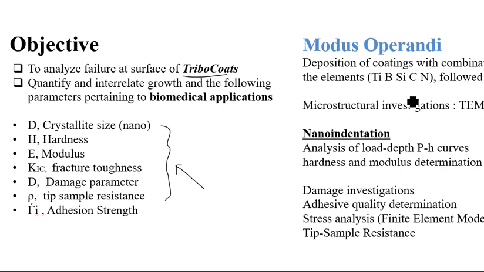So to do this, we are doing coatings comprising a combination of these few elements, and then we will perform the microstructural investigation, and we will correlate with the different mechanical tests, which include damage and fracture. And also we will try to understand if there is some tip-sample contact taking place, and what are the aspects by which it gets affected.